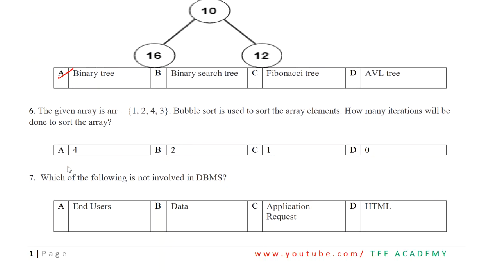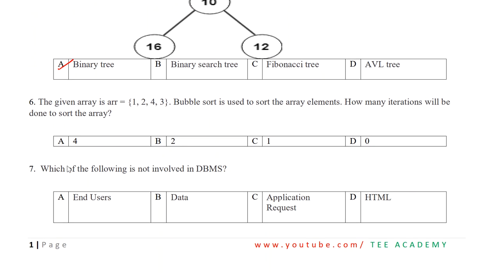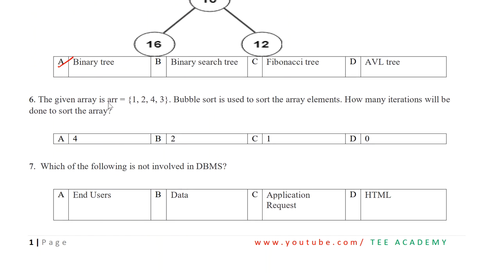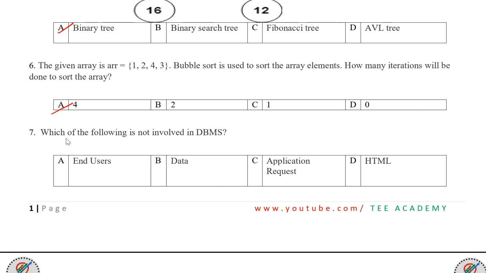Next one, sixth one. The given array is 1, 2, 4, 3. The bubble sort is used to sort the array elements. How many iterations will be done to sort the array? It is 4.